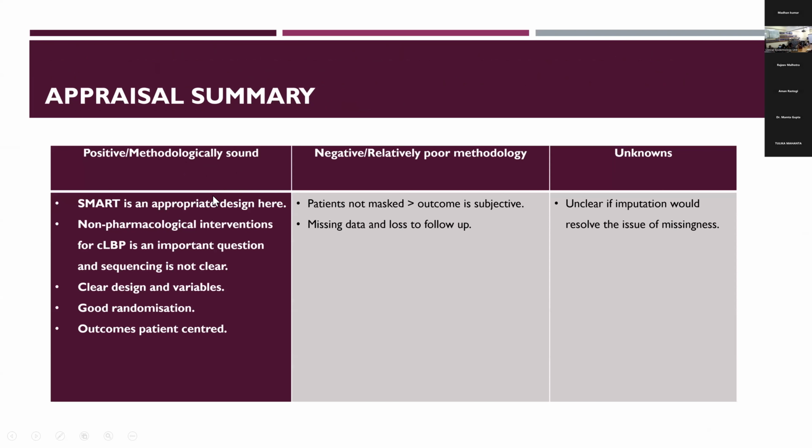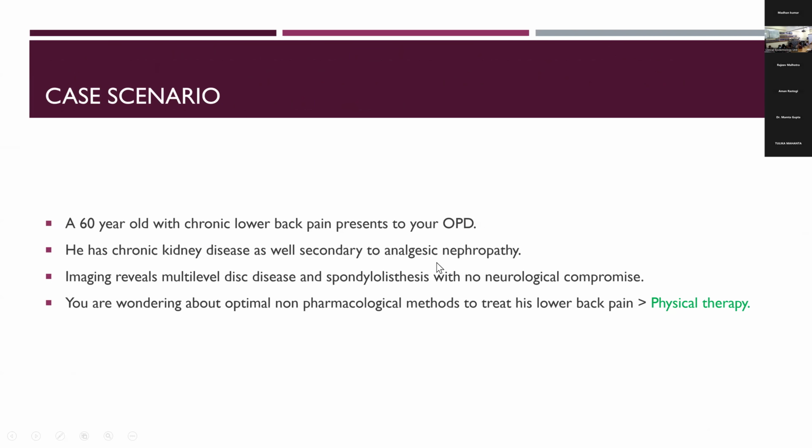So the appraisal summary is that SMART was an appropriate design to use here. The question that they asked was important. Sequencing is already not clear. They used a clear design and variables, good randomization, and outcomes were patient-centered. But patients were not masked and the outcome was subjective; I don't know if they could have done anything about it. And there was some missing data and loss to follow up. And we were unclear whether imputation would resolve the issue of missingness.